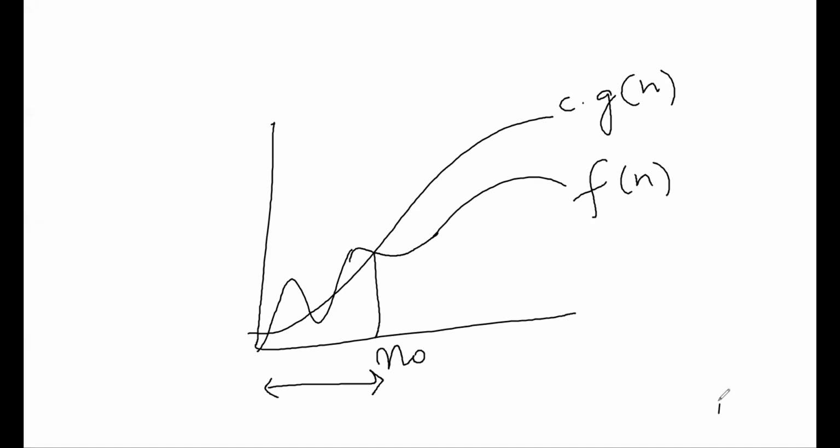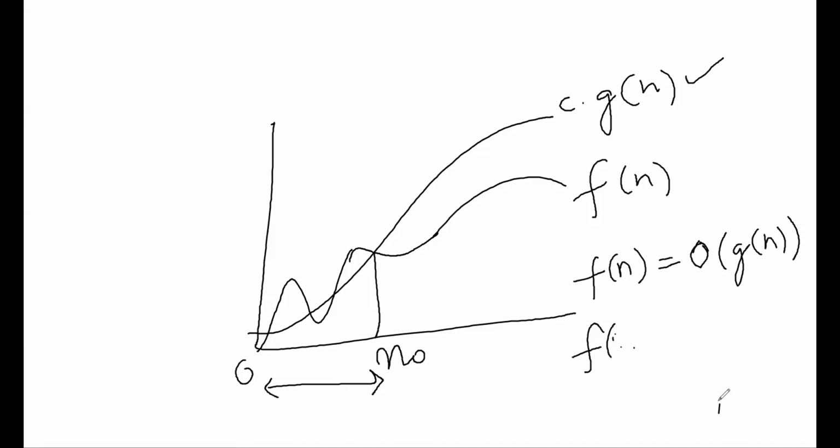That is why this n0 is important. This tells you that beyond this point, this is how your functions are going to behave with respect to each other. So the rate of growth of g(n) is greater than the rate of growth of f(n). So you can write f(n) is O of g(n), and that's how you can remember it.